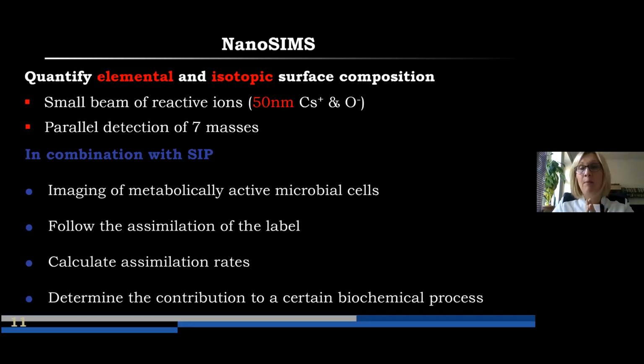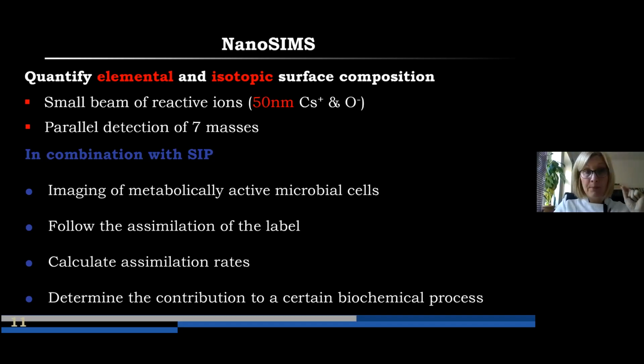You can detect parallel masses, up to 7 masses in parallel, and we mostly use it in combination with stable isotope probing. This is why in the previous image I showed you 13C and 15N, because we quite often use stable isotope labeling experiments to particularly target microbes which are able to take up a certain substrate, either carbon or nitrogen, or you can look also at the general activity with, for example, deuterated water. So you can basically image metabolically active microbial cells, or those responsible for taking up a certain substrate.